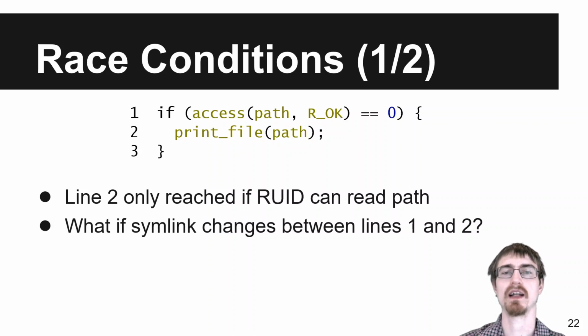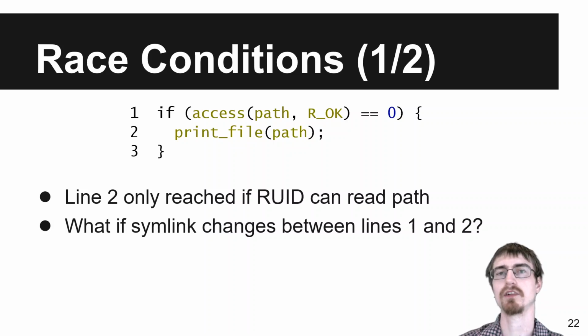So if we are allowed, then we will get a success return code, which is 0. And in that case, we print the file. If the real user ID is not allowed to read the file, then the check will fail. It will say that we're not allowed to read the file, and we will not try to print the file. So line 2 is only reached if the real user ID can read this particular path.